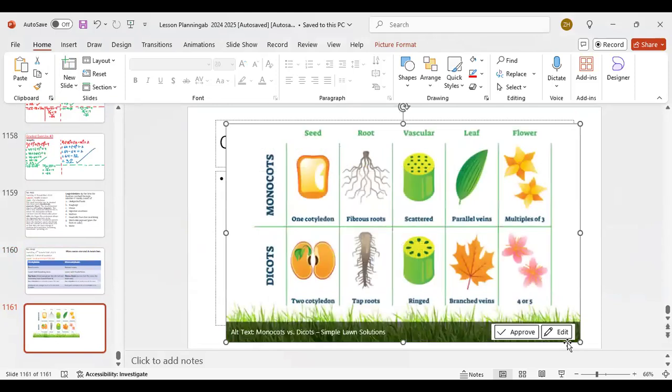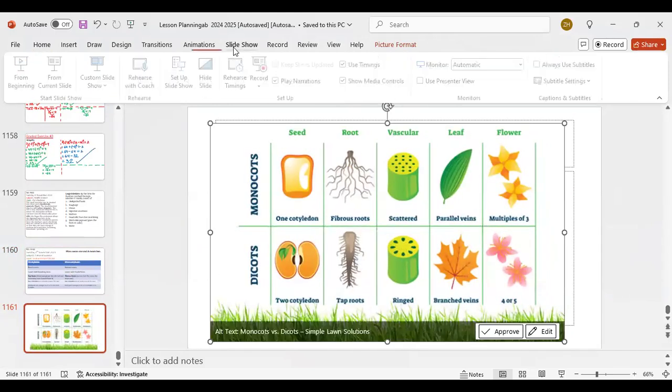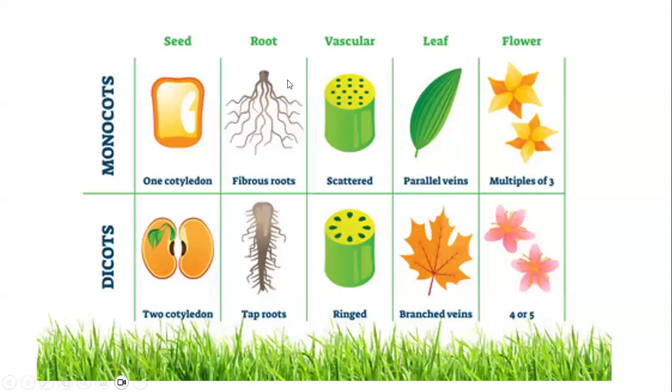So if we look carefully, we have monocots and dicots. As you can see, this has what? 2 cotyledons, right? This only has what? 1 cotyledon.